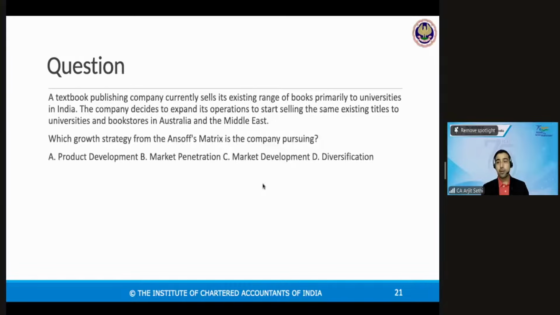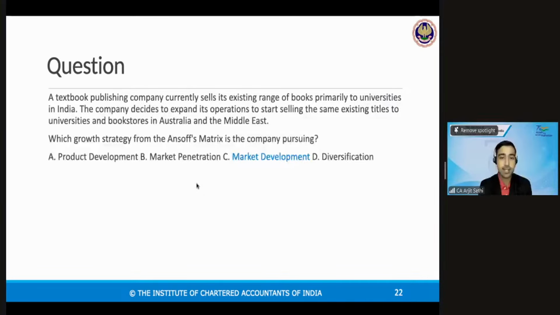Product development, market penetration, or diversification? Which growth strategy from Ansoff's matrix is being used when the company is selling the existing range of books to Australia and Middle East? Is it market or... okay, market development, lock that in. Okay, that's what people are saying. Market development is the right answer, my friends.